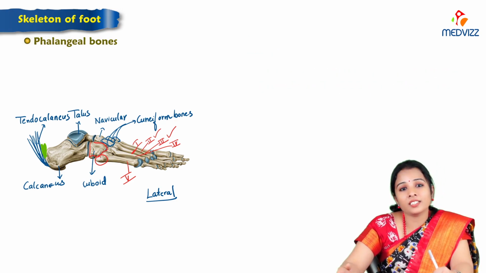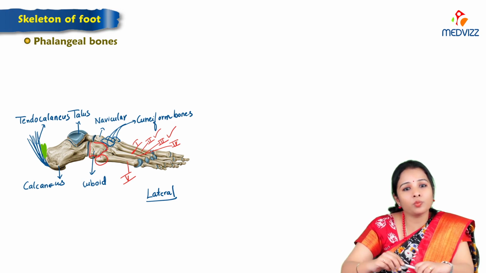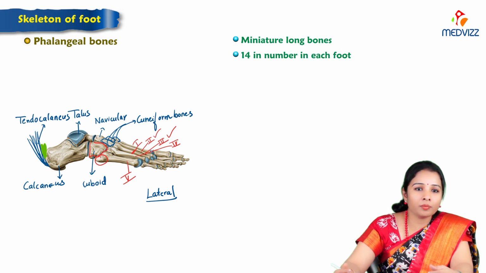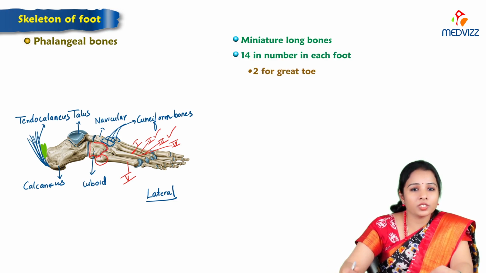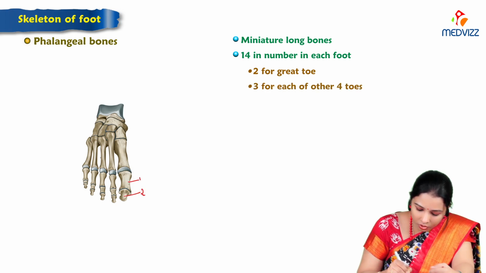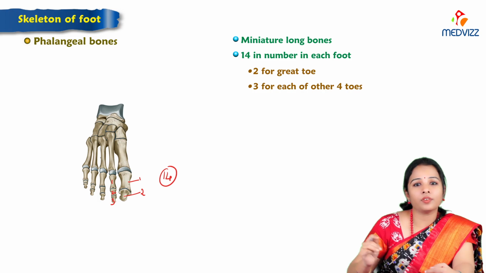Talking about the phalanges, phalangeal bones are the miniature long bones, and they are 14 in number in each foot. 2 for the great toe. So we can see 2 for the great toe and 3 for each toe. 1, 2 and 3 for each toe. Totally there are 14 phalanges.